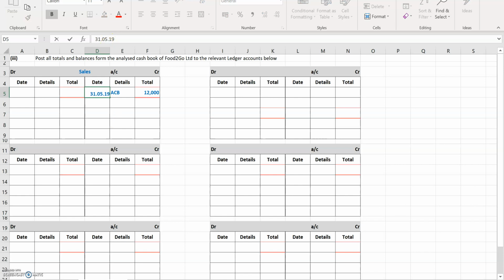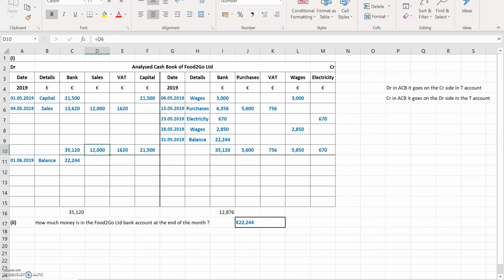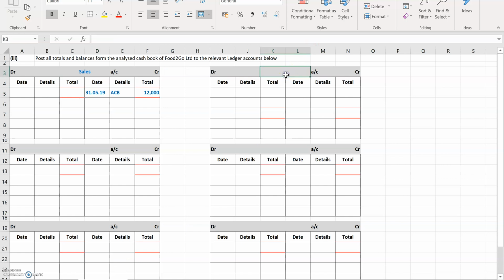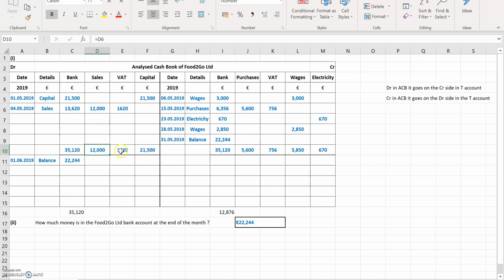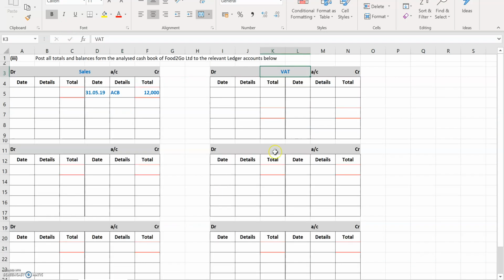So we're going to use ACB, and that's the first one done. The next one then in the analyzed cash book is VAT. So we're going to go to our T accounts. We're going to call this the VAT account. The VAT for this is on the debit side. So it goes on the credit side, 1,620. The date is going to be the 31st of the 5th, 19. Now it's important for the VAT that this VAT represents sales.